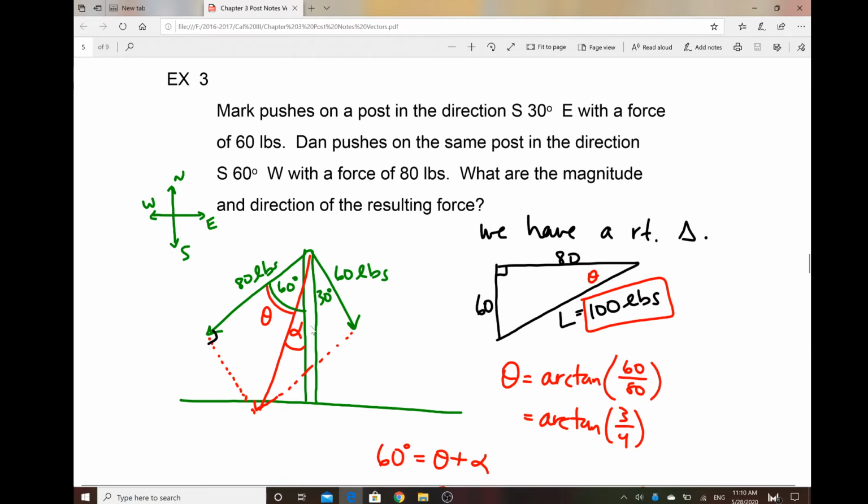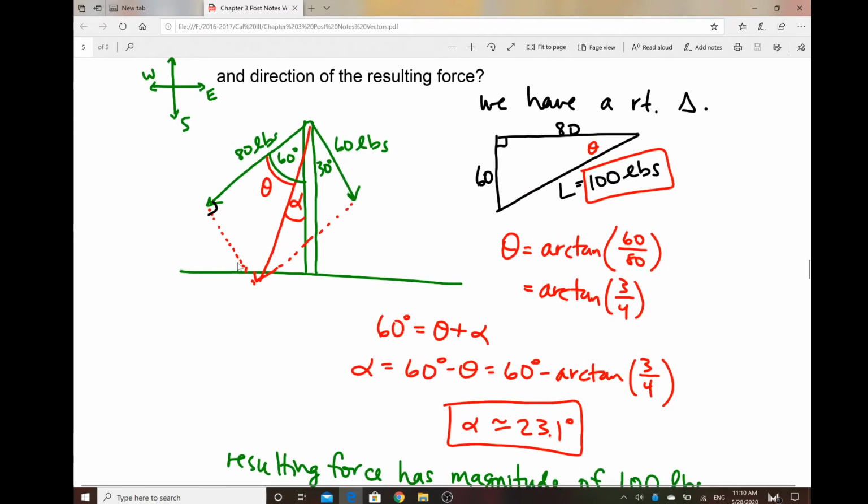So 60° is constructed by theta plus alpha. Again, 60 is just the bearing angle, but we still need to use the reference angle, alpha. So 60 is alpha plus theta. In order to find alpha, it's 60 minus theta. So 60 minus arctangent of 3 over 4.